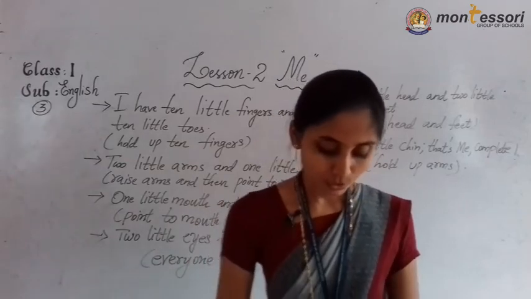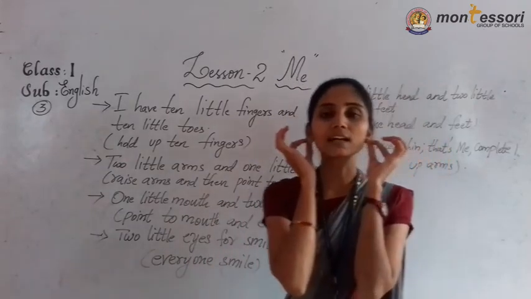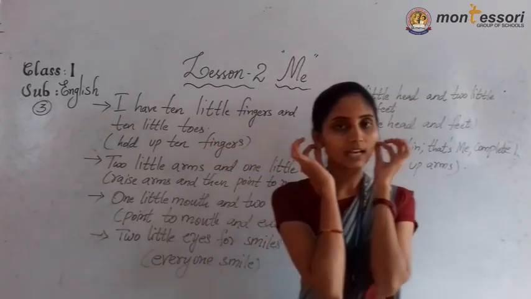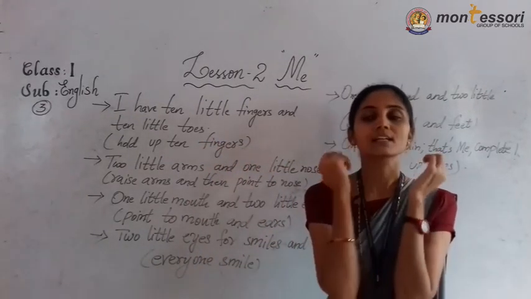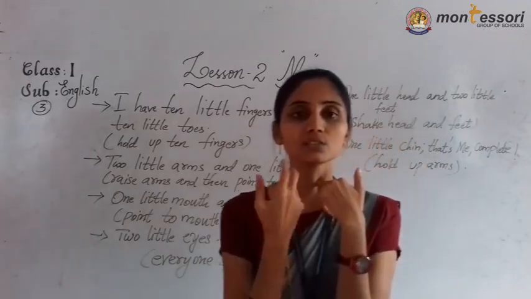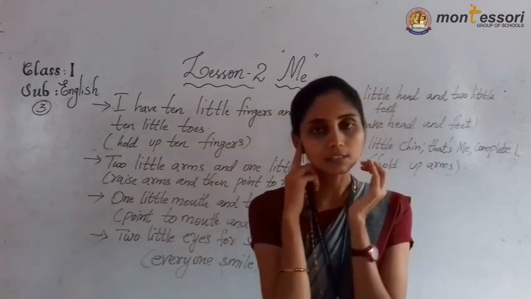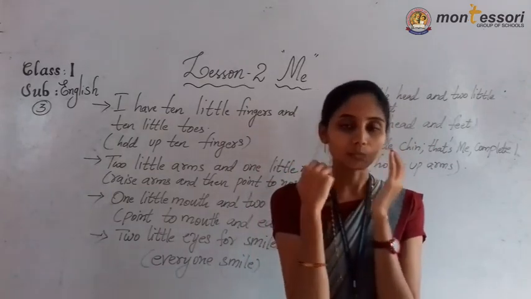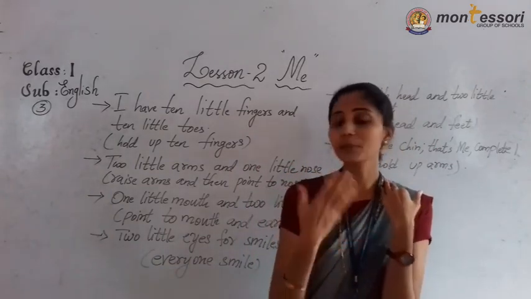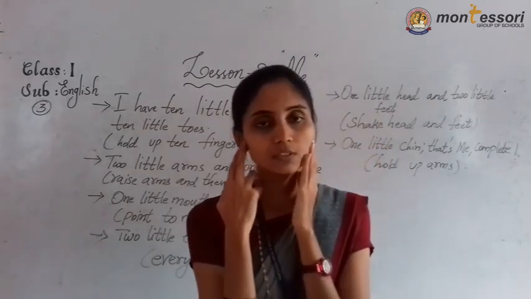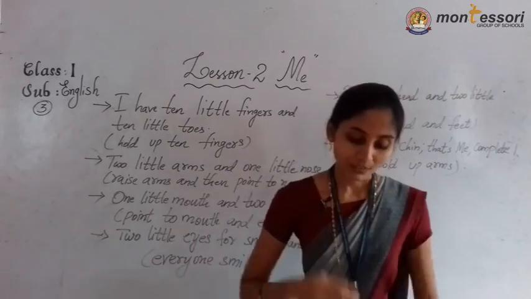Next, 2 little ears. These are our ears. All are having 2 ears. Yes. Now what I am telling, you are listening. How you are listening? With the help of your ears. Yes or no? I am explaining the lesson. How you are listening? With the help of your ears. Yes or no?